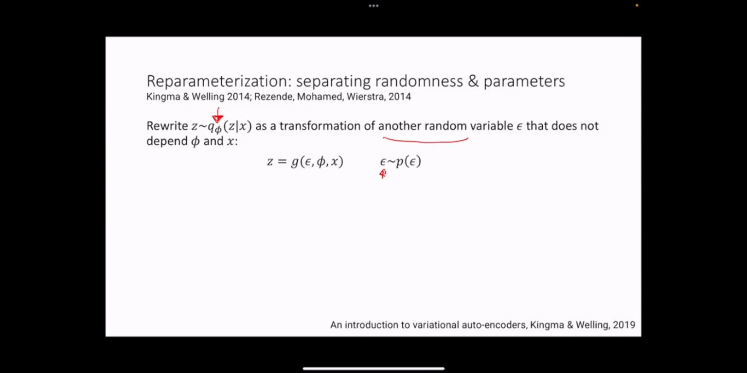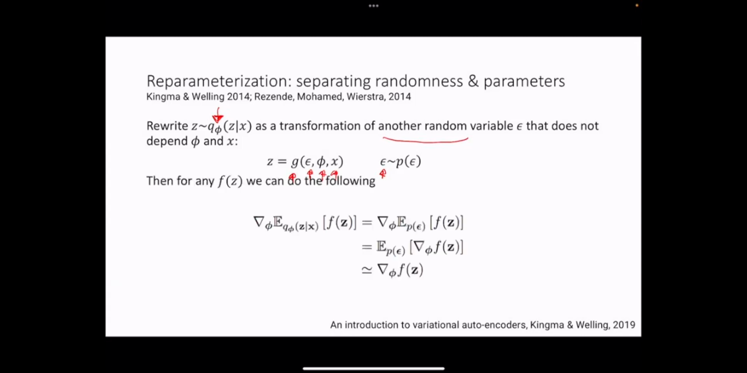Now, not for all distributions, but for some distributions, you can show that you can define a function g that is a deterministic function of this random variable epsilon, phi and x. So if I sample epsilon, after that I can just apply a deterministic function, and that will give me z. Now, how does this help? If I have this setting where I want to take the gradient with respect to phi of this expectation value, where the distribution we're taking the expectation with respect to depends on phi, and some function f that depends on z.